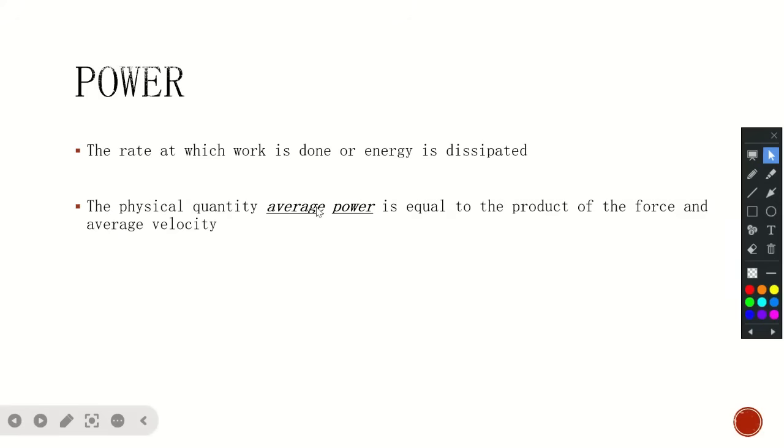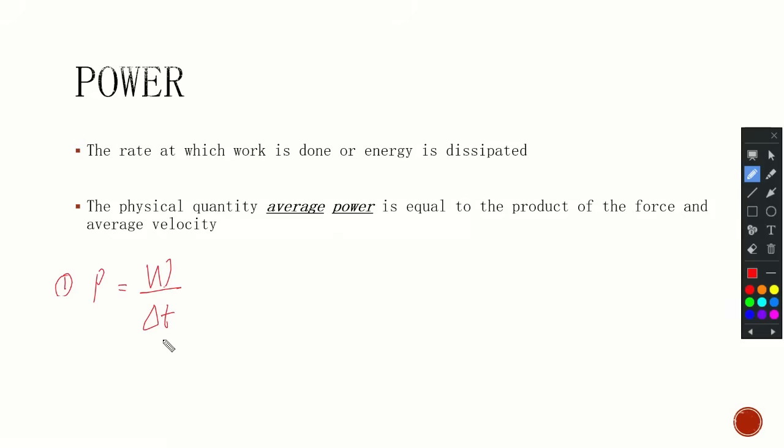It says the physical quantity average power is equal to the product of the force and the average velocity. So that means for power, we'll have two formulas. Formula number 1 for power will go P is equals to W over delta t, which corresponds to this, the rate at which work is done or energy is dissipated.